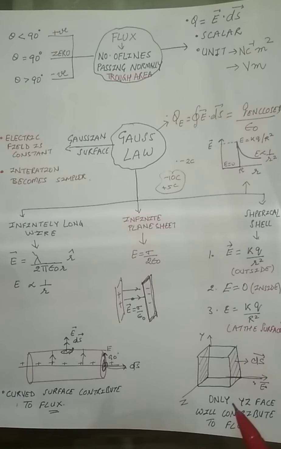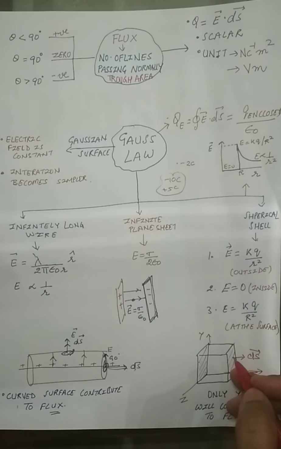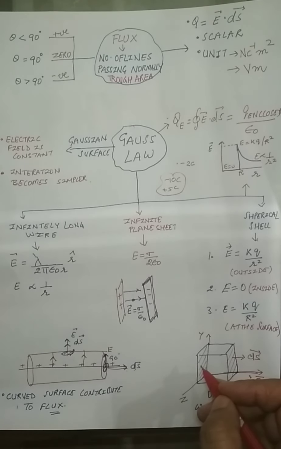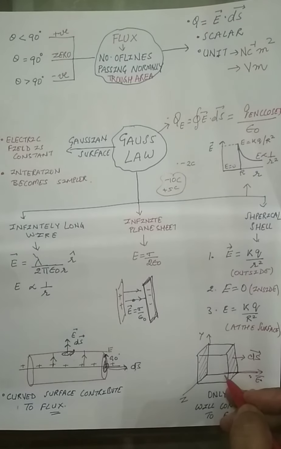So, as this is very apparent, children, you have to find the angle between E and dS. Now, as the electric field is along the x-axis, consider the face which is along the yz plane. The area vector is perpendicular to the area, so for the yz face the area vector will be along the x-axis, and the electric field is also along the x-axis. So only the yz faces will contribute to the electric flux. The other faces will not contribute to the electric flux.